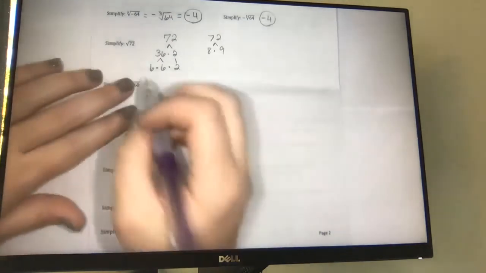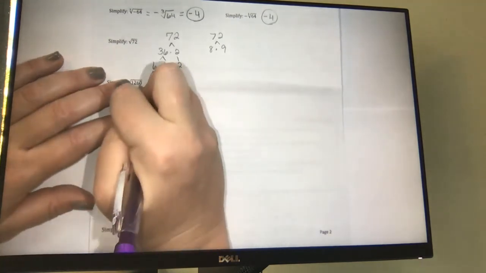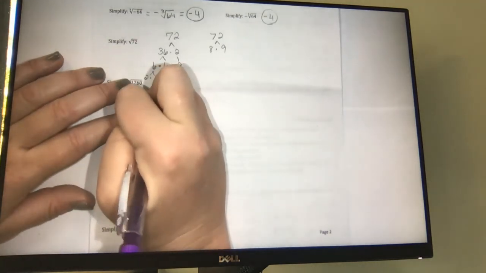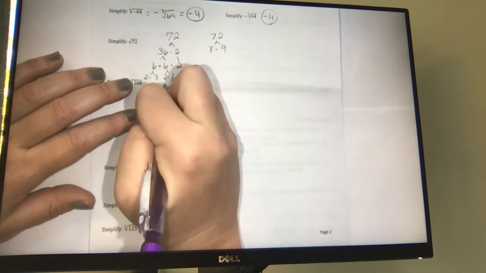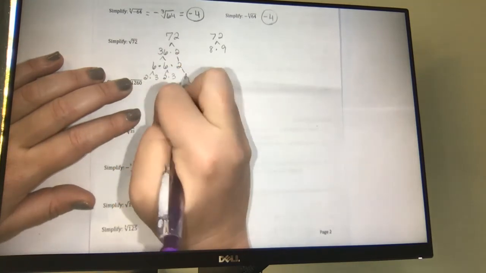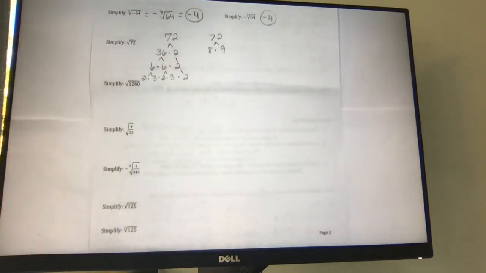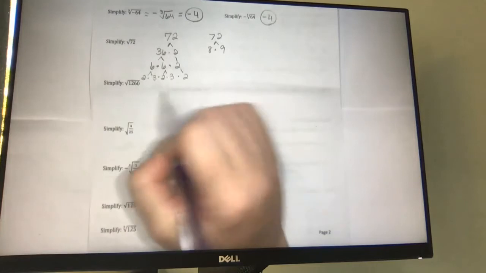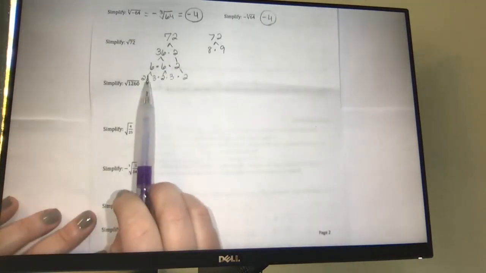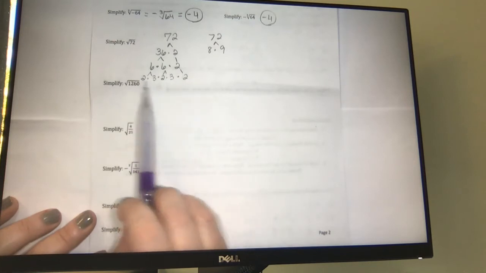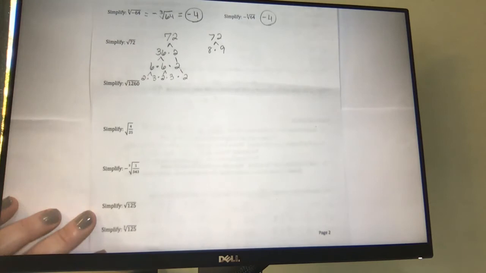Now 6, they're not prime. I've got to keep going. He's going to be a 2 and a 3. This guy goes down to a 2 and a 3. And we already said 2 can't break apart, but you can't leave them behind. You've got to bring them on down with you. So see how I kind of made a little Christmas tree here? And remember, the key is the whole branch should multiply together to give you 72.